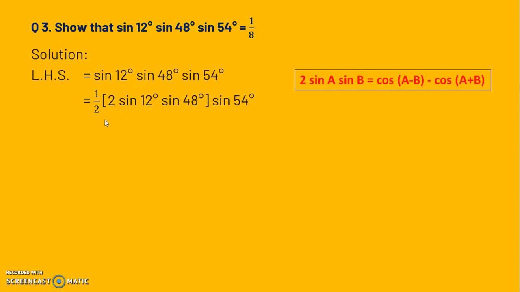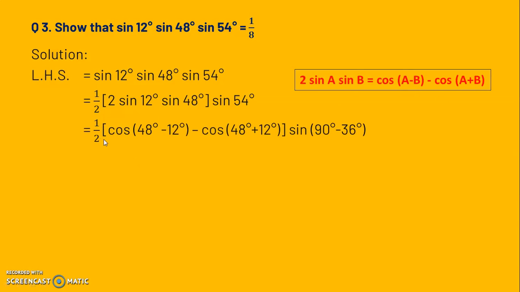Okay. So now your 2 sin A sin B can be written as 1 by 2 into cos (A minus B), that is cos (48 degree minus 12 degrees), minus cos (A plus B), that is 48 degrees plus 12 degrees, into sin 54 degree. So this sin 54 degree can be written as sin (90 degree minus 36 degree). So your 90 minus 36 is your 54.